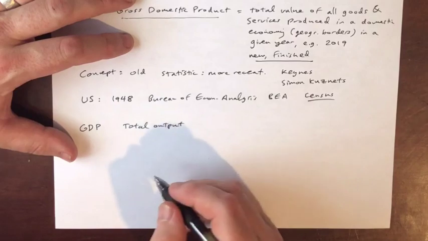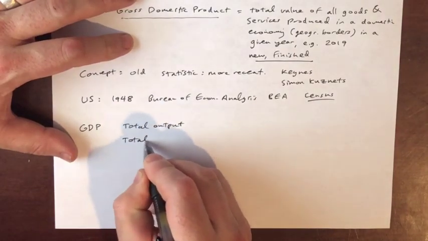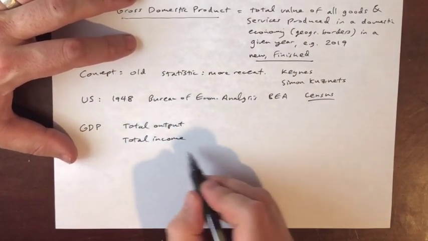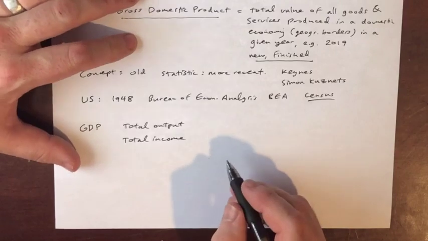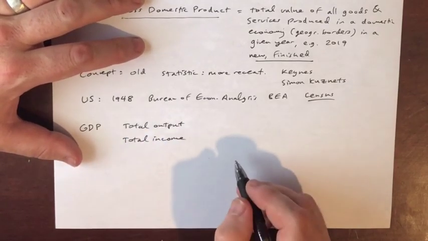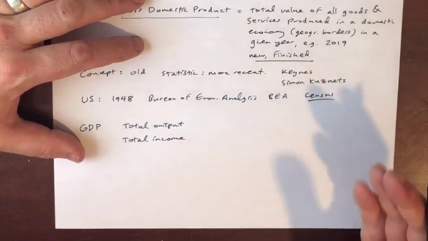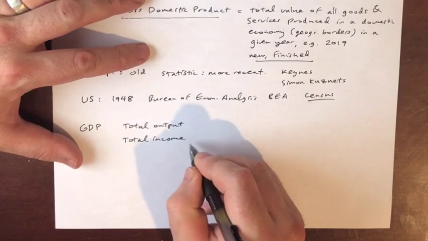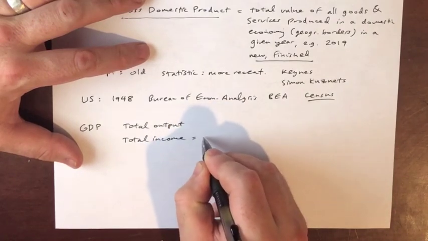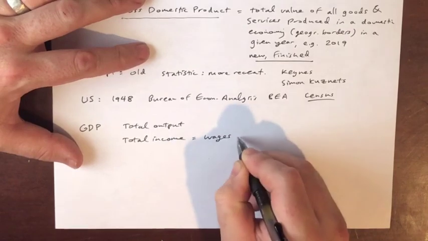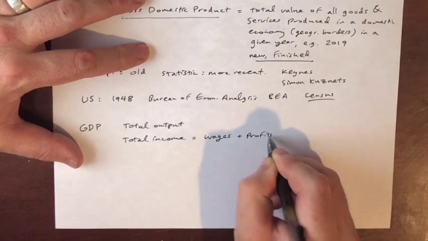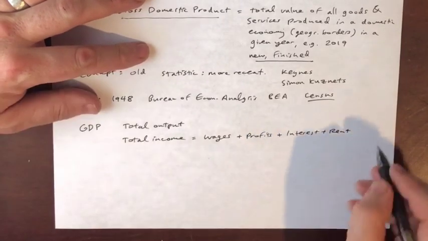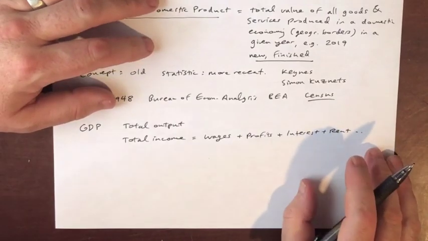Okay, another way we could go about measuring it is called the total income approach. All right, so the total income approach divides the total product of the country into income categories with the idea that if we add up all of the income, this will be about the same. So total income we're going to divide into categories like the total of all wages, the total of all profits, the total of all interest, the total of all rent, and so forth. Okay, so the total income approach.